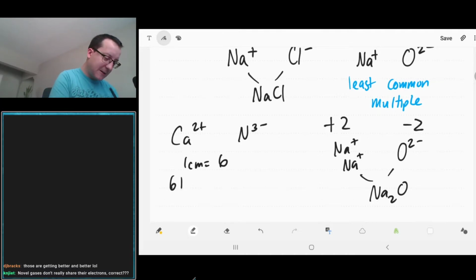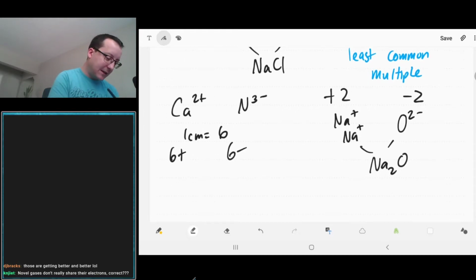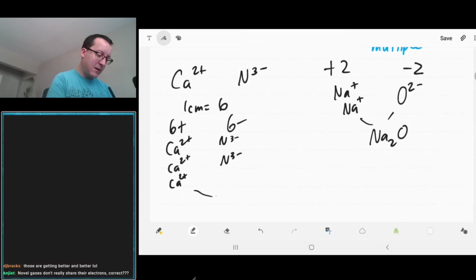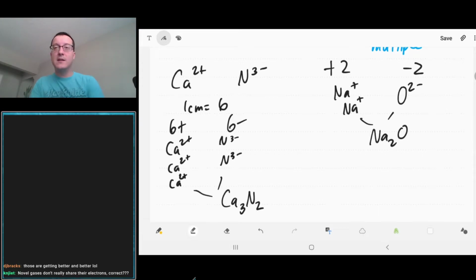So we're going to need 6 plus and 6 minus here. That's going to tell us we need 3 calciums and 2 nitrogens to balance that out. Putting that together, we get this arrangement: 3 calciums for 2 nitrogens. And that's how these are going to balance each other out. All right, so far so good, hopefully.